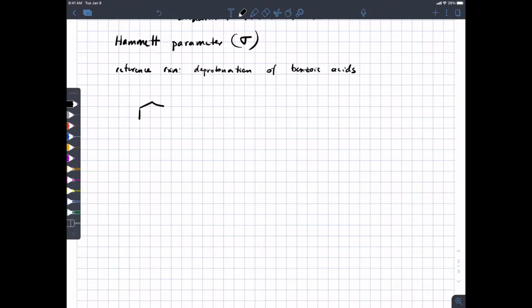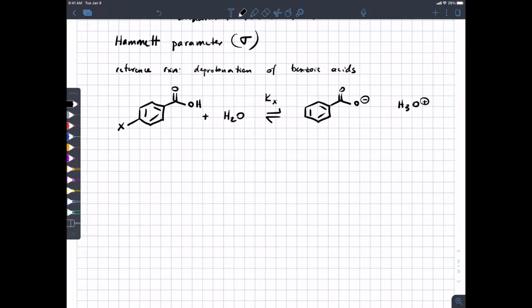So what's a benzoic acid? A benzoic acid is where you have the carboxylic acid directly attached to the benzene ring, and then you would have a substituent here, which we'll use as X, okay? And you would simply measure the position of the equilibrium here for the ability of that benzoic acid to protonate water to give you H3O+.